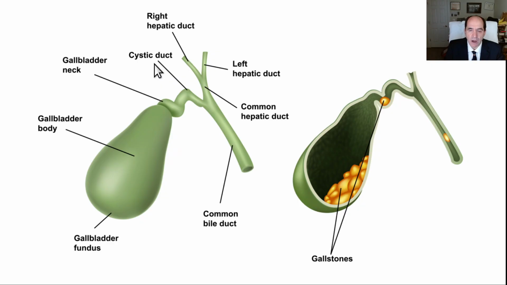So anyway, what you need to know is, here's the gallbladder, and then the most important thing to know is the cystic duct. The cystic duct connects the gallbladder to the common bile duct. This is then going to drain into the bowel, the duodenum, which is the beginning of the small bowel.